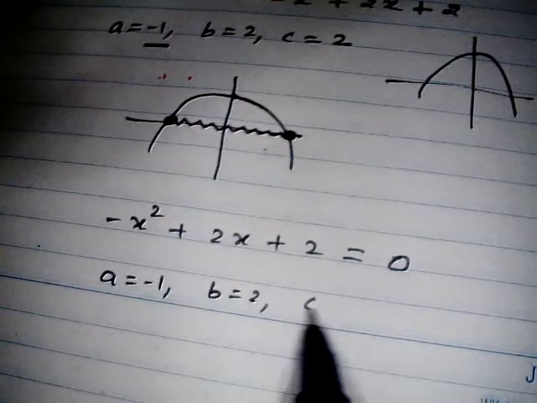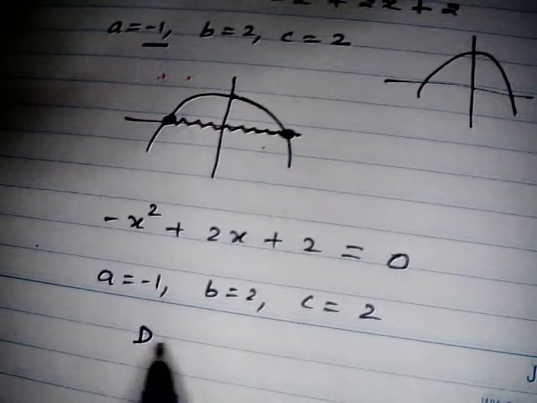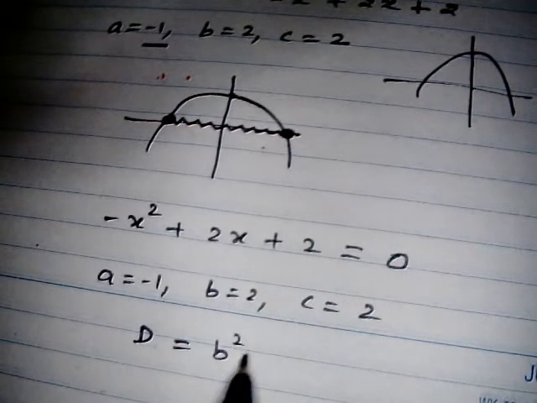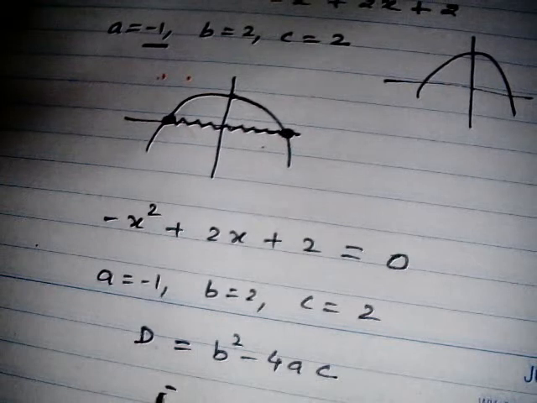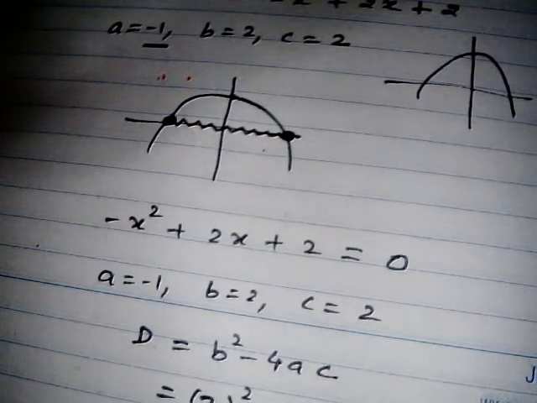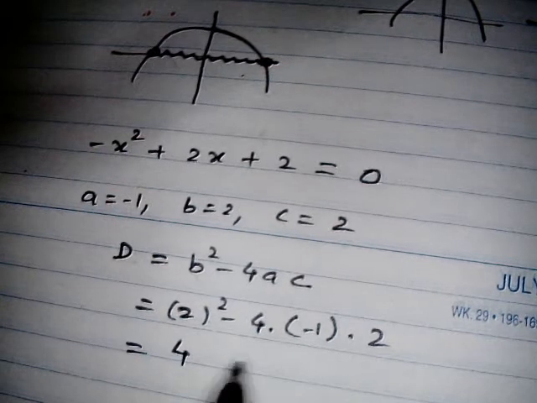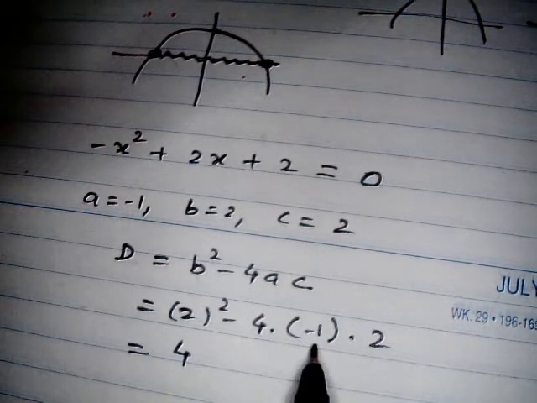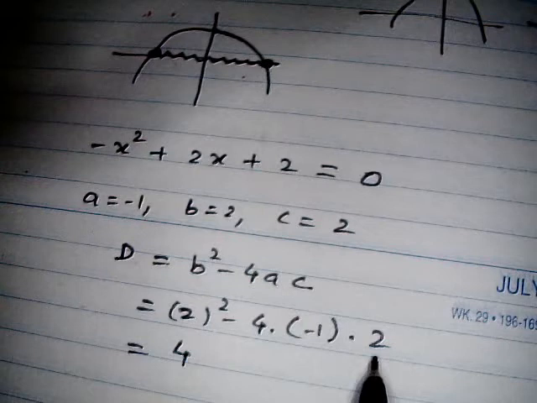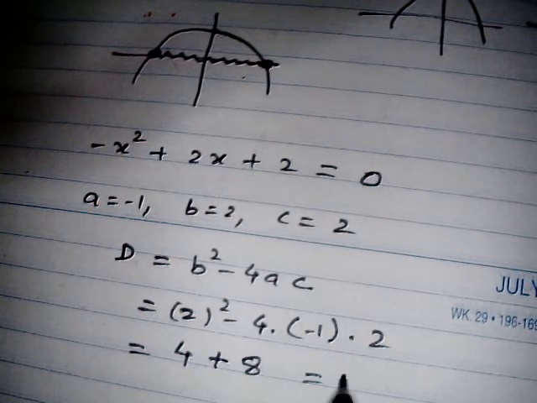So first I will calculate D. D is called the discriminant, that is b square minus 4ac. Okay, the b value is 2, so 2 square is 4, the a value is -1, and the c value is 2. When you calculate this, it is going to be 4 times -1, -4, -4 times 2, -8, and minus -8 is going to be positive, so it is going to be 12, correct?